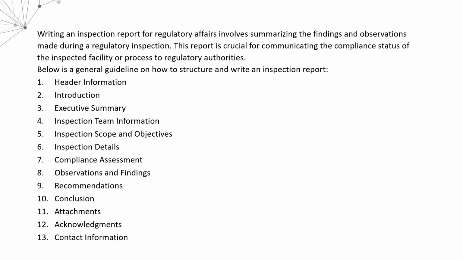It starts with the header information, and an introduction. Then the executive summary will be written, followed by inspection team information, inspection scope and objectives, inspection details, compliance assessment, and observations and findings. Then the recommendations given by auditors to the auditee, and the conclusion, then any attachments or acknowledgements, and contact information. If any further explanation is required in this audit report, the auditor's contact information will also be provided.